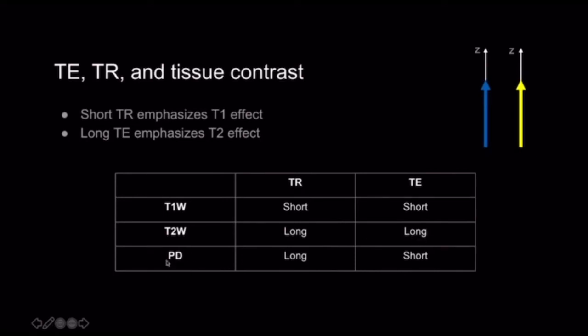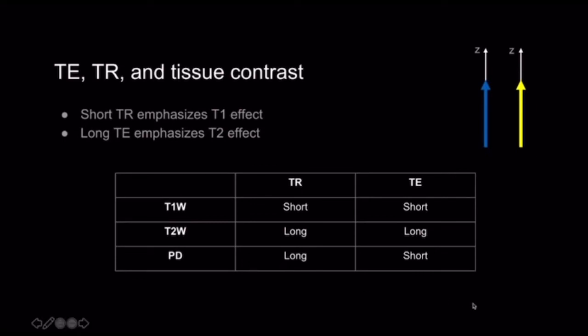Proton density, or PD, sequences aren't really used that much in routine body imaging, but they use a long TR to minimize T1 effect and a short TE to minimize T2 effect. And if you minimize both the T1 and T2 effect, you're just left with the density of protons. That's why it's called proton density. But again, we don't really use that much in routine body imaging.